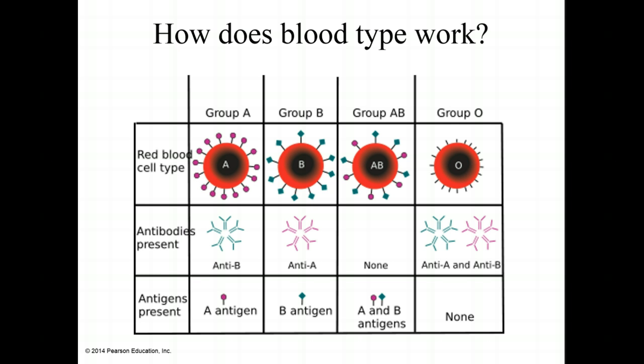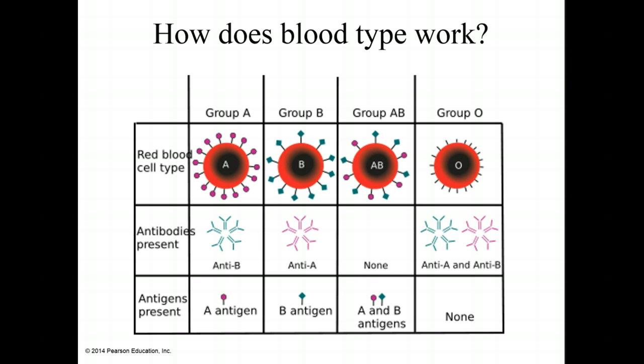This slide is just showing a little information on how blood types work. For example, if you're type A, you're going to have the type A antigen on the surface of your red blood cells, which means you will make antibodies against type B. So if you're type A, you cannot have type B blood or type AB blood. However, you can receive A blood or type O blood.